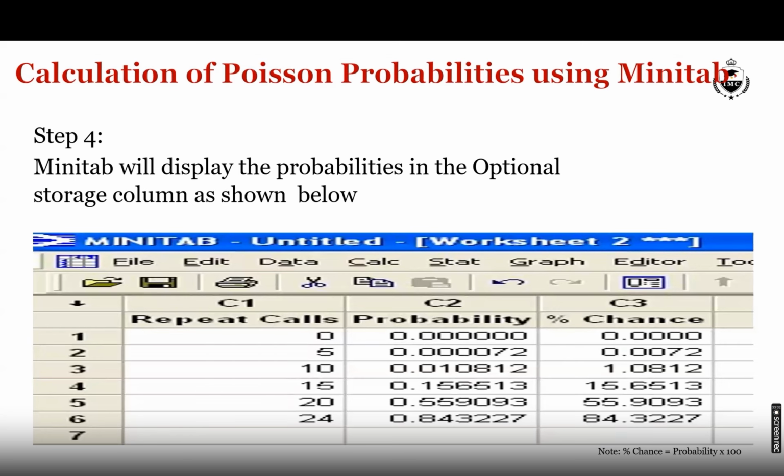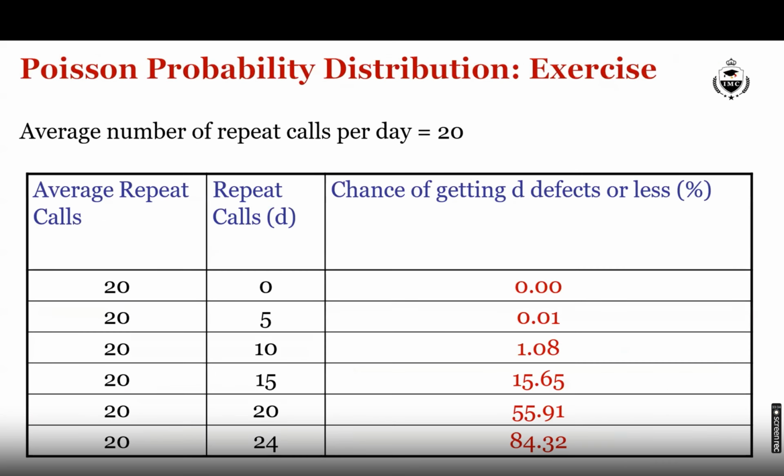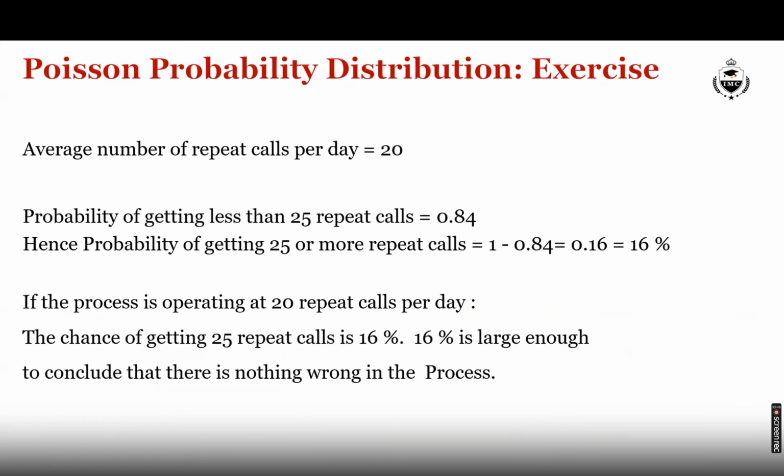We get these figures and then we put them into a table, where you see the probability of up till 24 calls is already 84%. So the probability of getting more than 24 calls will be 16%. On a day we got 25. So it means there is no problem in the process. 16% of the time we can surely have more than 24 repeat calls.